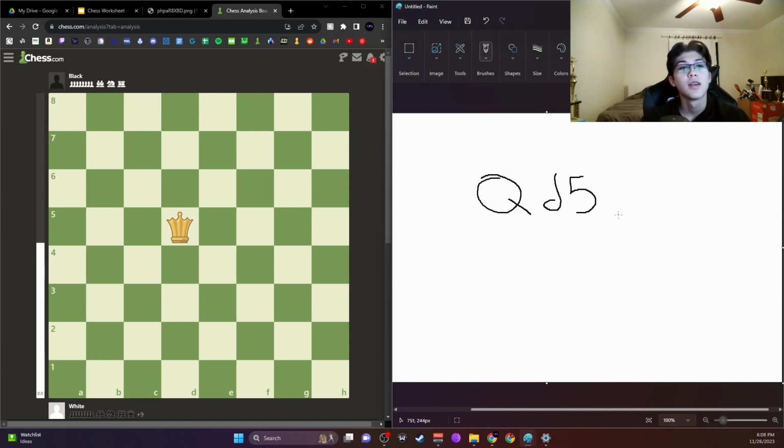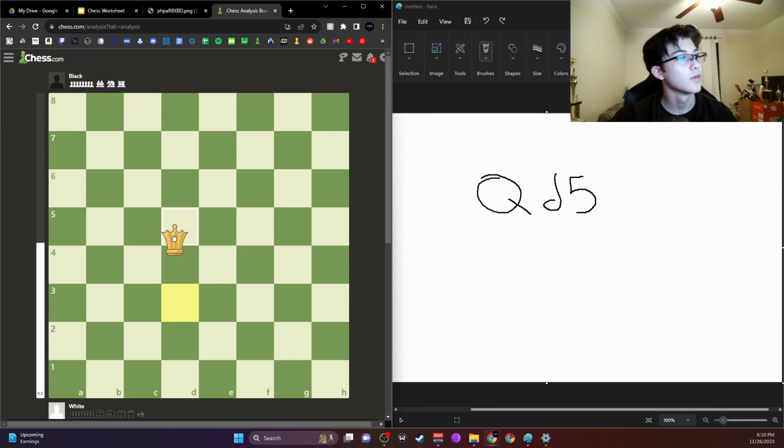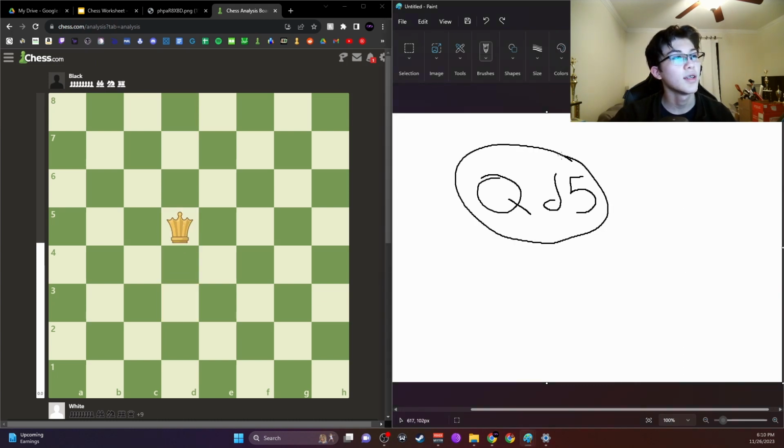Then we have to check. Is our queen giving check, or is it checkmating the other king? In this situation, there's no kings on the board for the queen to check or checkmate, so just like what we did for the capture, we're just not going to write anything. And that's going to be the final notation for this move right here. This is going to be queen to D5.